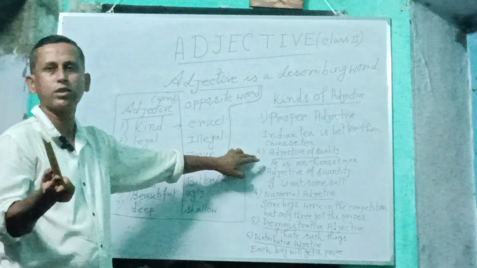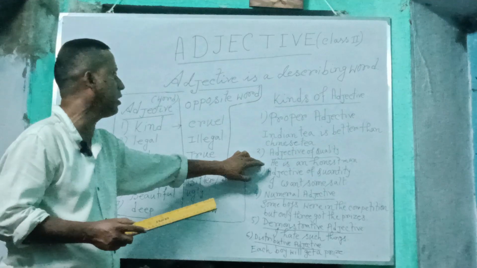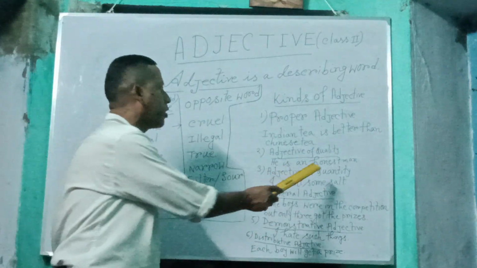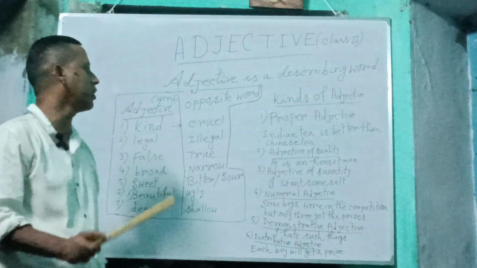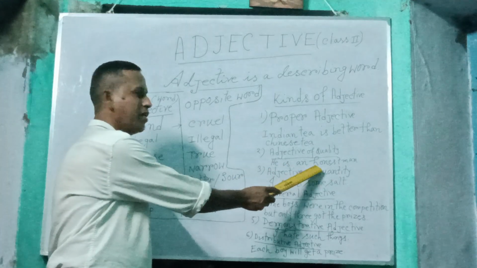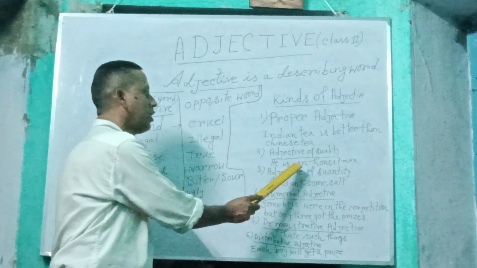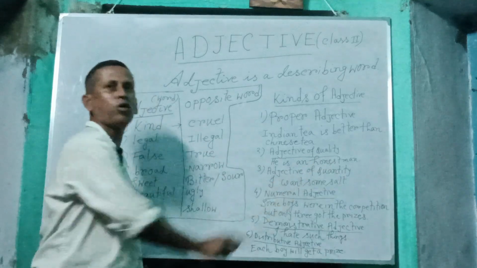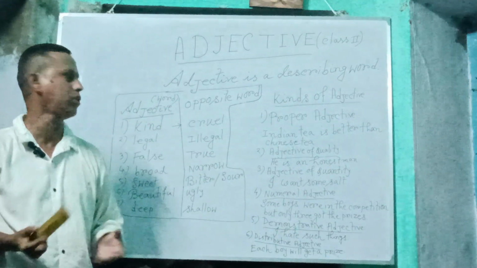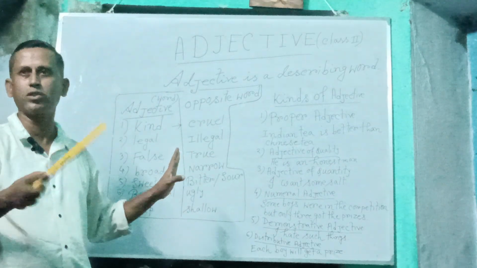Sometimes the good, sometimes the bad. So he is an honest man. The accent is not for "honest", the accent is on "honest". "He is an honest" is a wrong sentence, like "she is a beautiful girl" or "she is a beautiful lady". The sentence is like this.